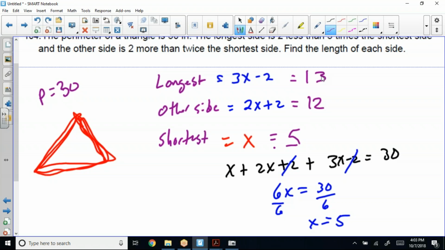If you know your triangles, that's a Pythagorean triple, which is pretty cool. And if you add those up, it also gives you 30, so we know it's right. So, any other questions on this, Dex? Did that help you?